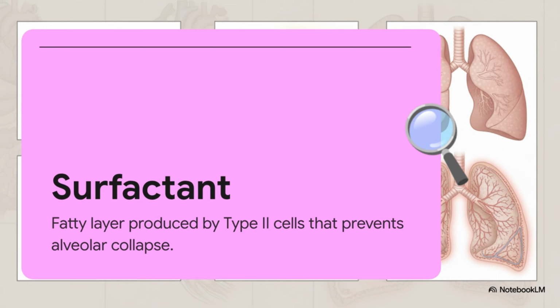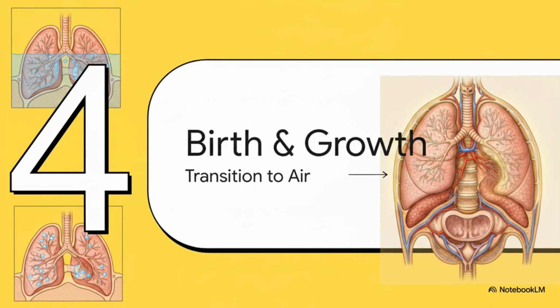The amount of surfactant in the fetal lung fluid slowly builds up, but then it spikes significantly during the last 2 weeks before birth. Its main job? To prevent the alveoli from snapping shut and collapsing completely during expiration, a really dangerous condition known as atelectasis. Which leads us to part 4, birth and postnatal growth, the big transition to air breathing.